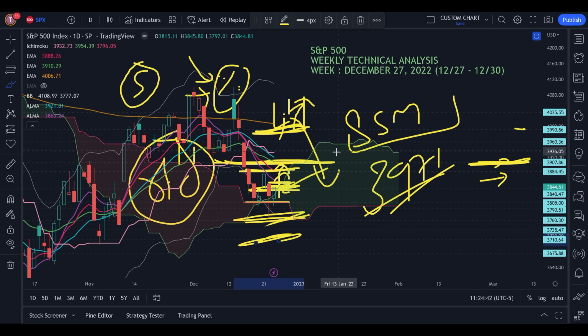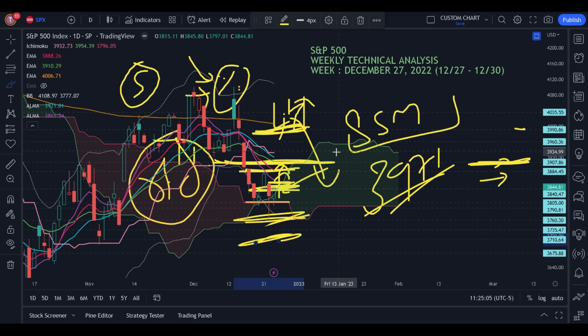So guys, next week will be a little tricky. You cannot say that the four candles that are going to form on Tuesday, Wednesday, Thursday, and Friday will all be bullish or all be bearish. Chances are that these four candles can be bullish.